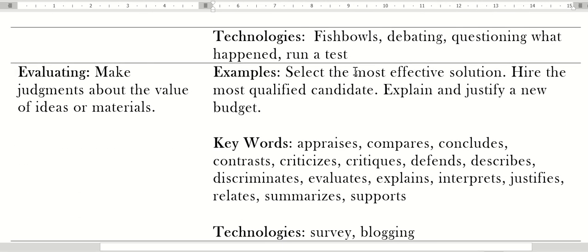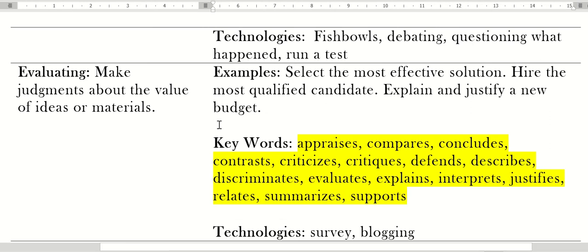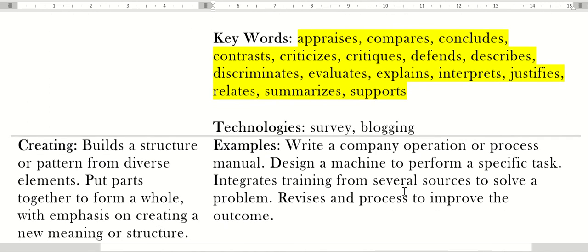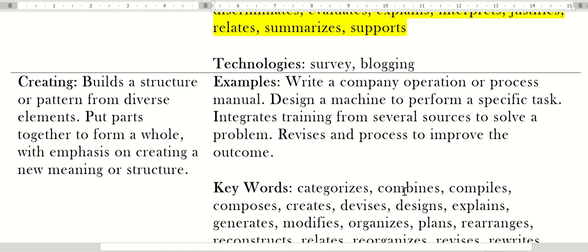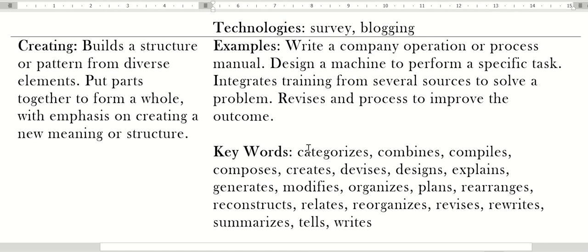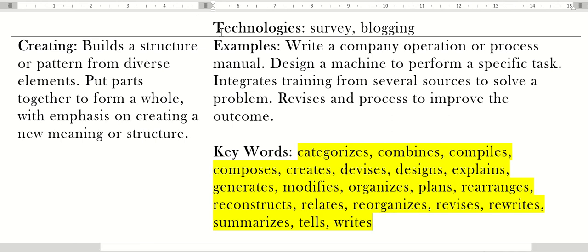For evaluating, these are the examples and these are the common keywords that we use as teachers in creating our lesson objectives. And these are the technology that you can use to survey, blogging. Now, for creating, the highest level in Bloom's taxonomy, these are the keywords that you can use in writing your objectives. And these are the examples.